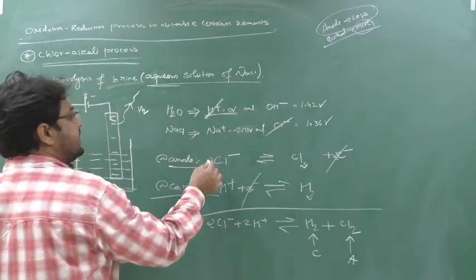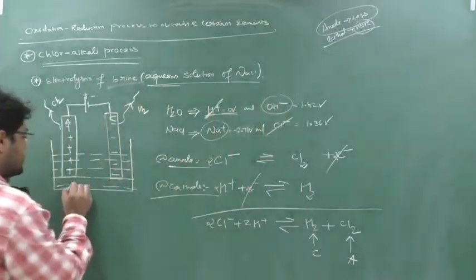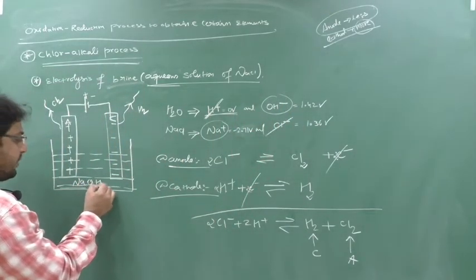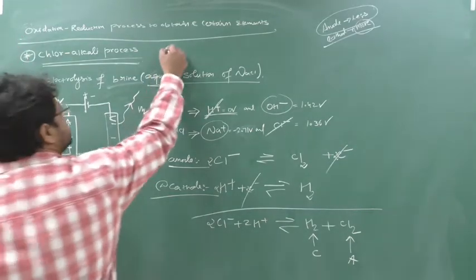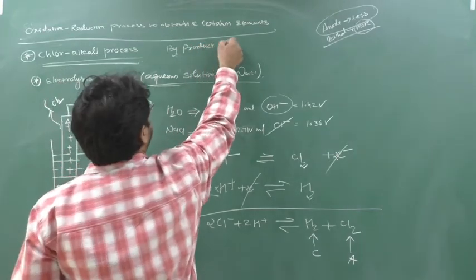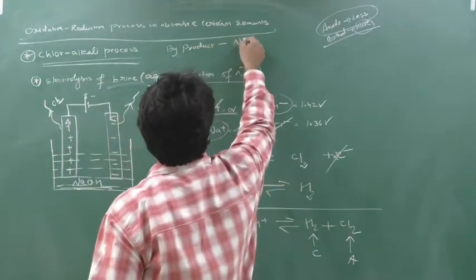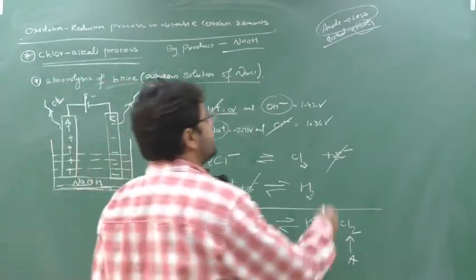Now from the reaction H plus has gone, from the reaction Cl minus has gone. Now after the reaction, what is remaining? In the solution remaining is Na plus and OH minus. So here Na plus and OH minus will combine to form what? NaOH. So the byproduct of the chloralkali process is NaOH.